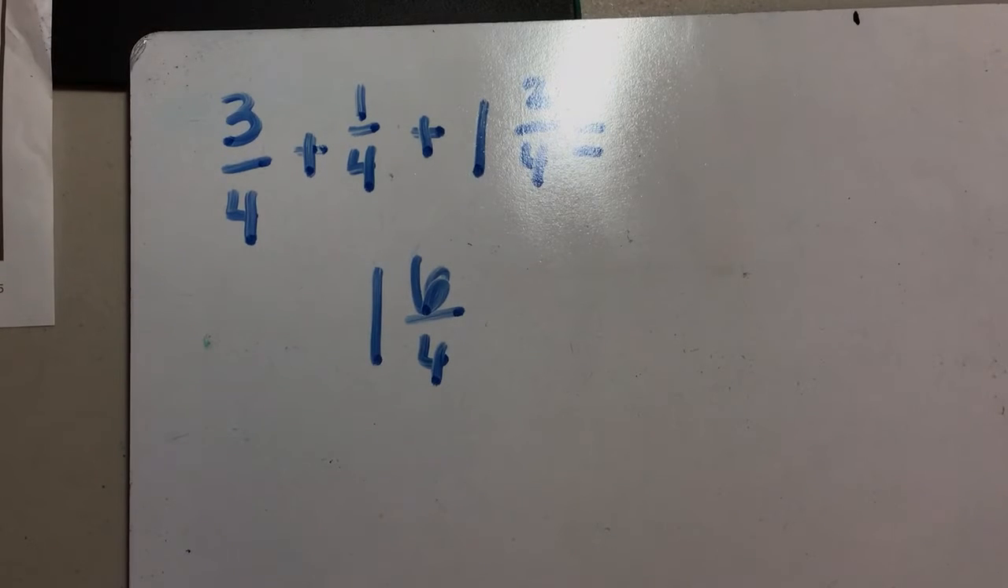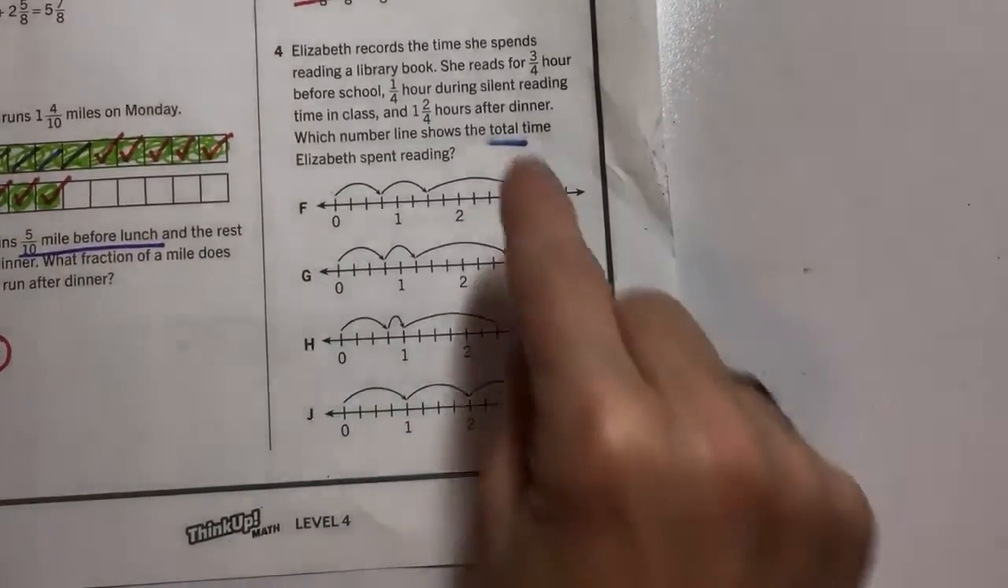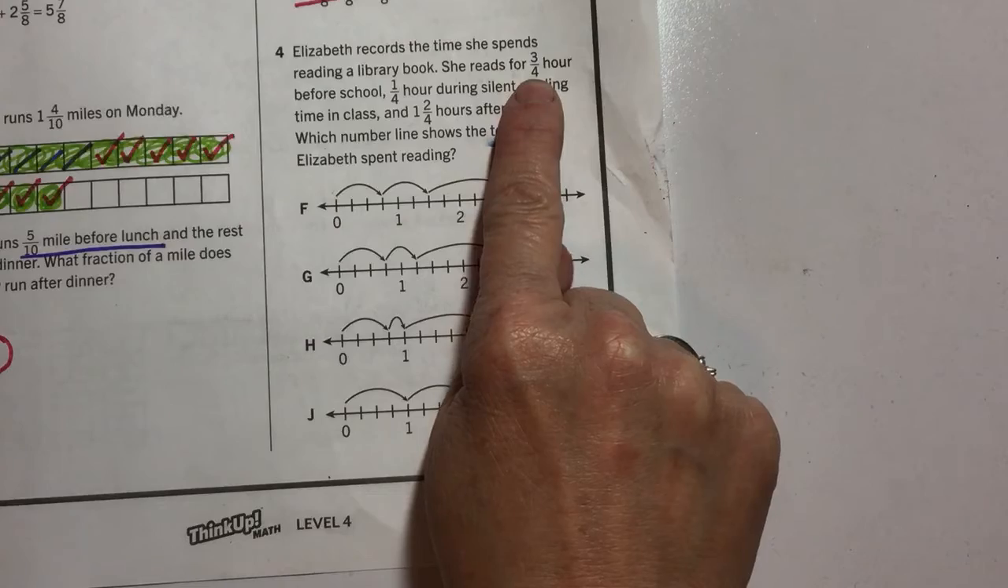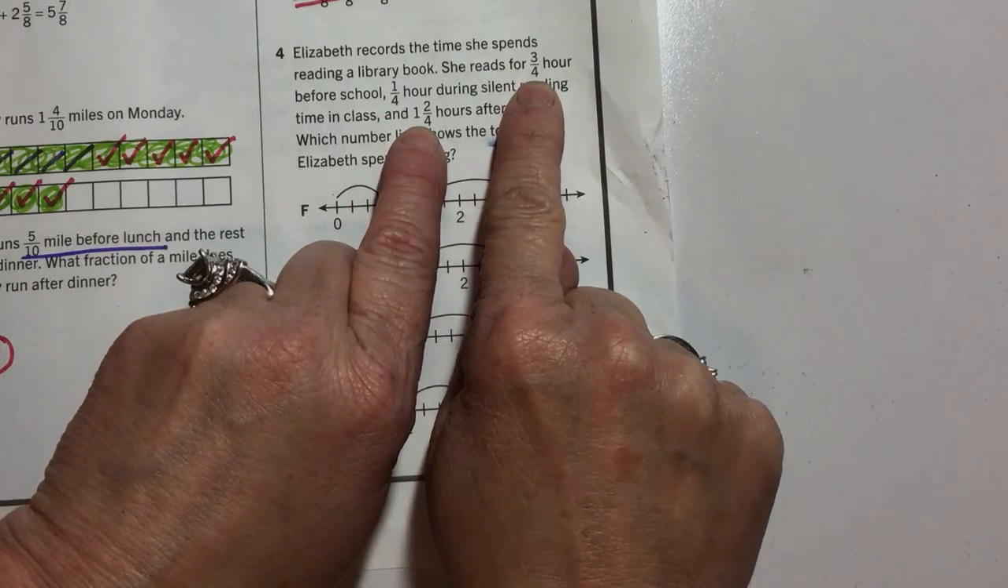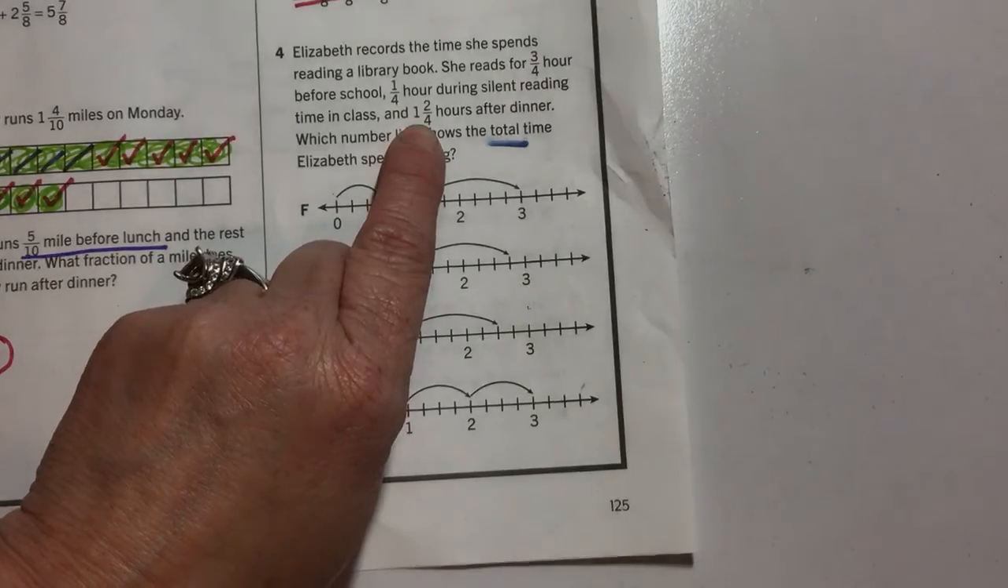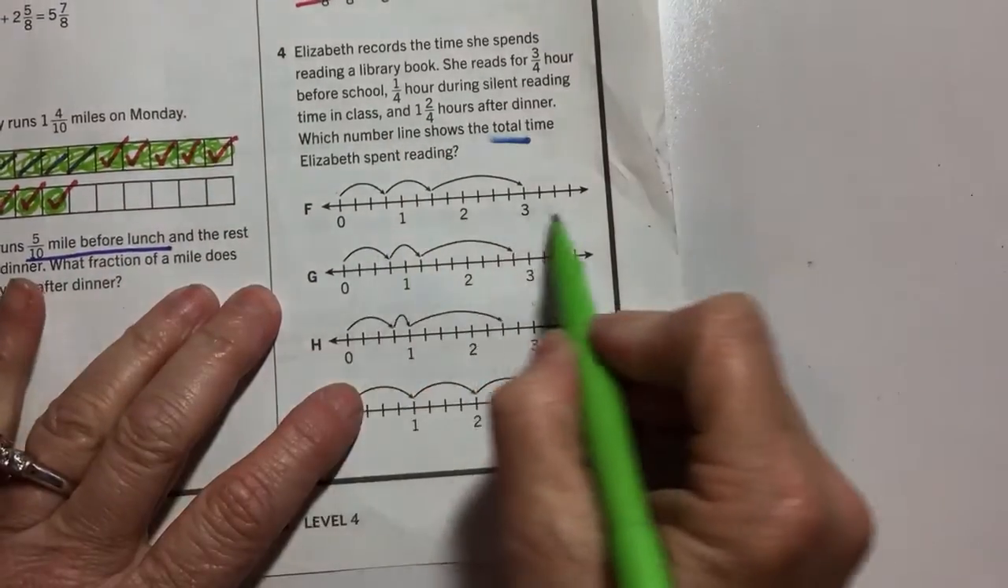That's an improper fraction. So looking at this on a number line, how can you tell what number that would actually be? Well, here are the number lines, okay? So we're trying to find one that goes from 3/4, jumps up another fourth and then jumps up a whole 1 2/4. So let's look at this one right here.